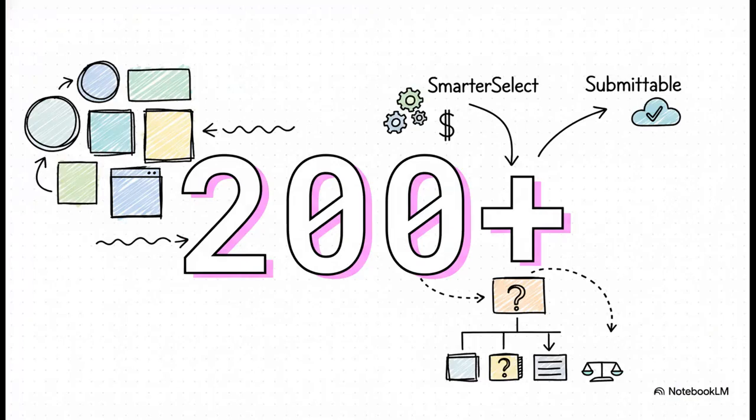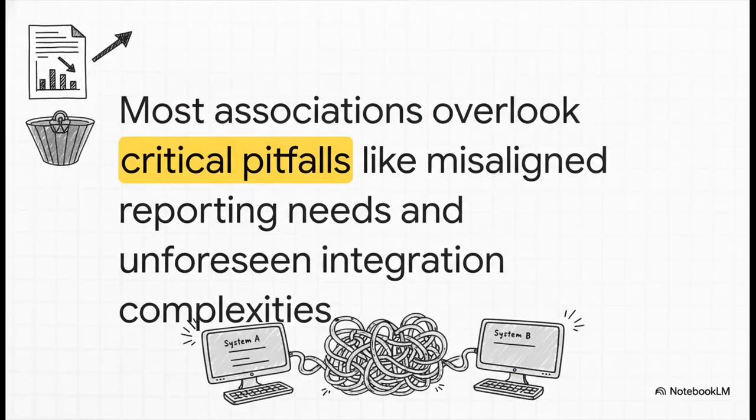Here at SmartThoughts, my team and I have personally guided over 200 associations through this exact decision. We have been in the thick of it, and we've seen just about every scenario you can imagine. And you know what? We see the same potential pitfalls time and time again. An organization gets wowed by some cool features, but they overlook how the reporting actually works, or they underestimate the complexity of integration. And that can lead to some really costly buyer's remorse down the line.